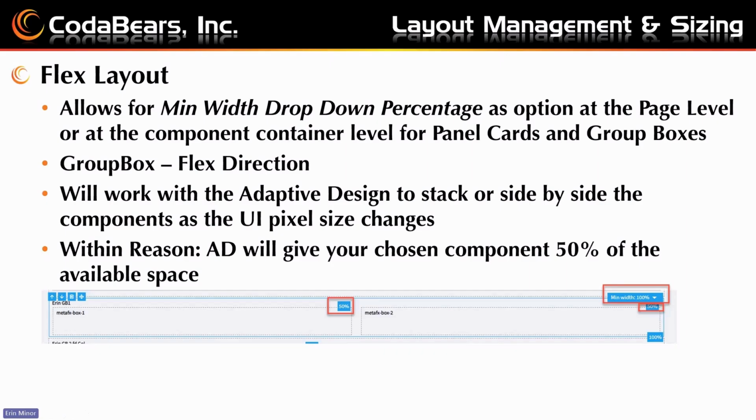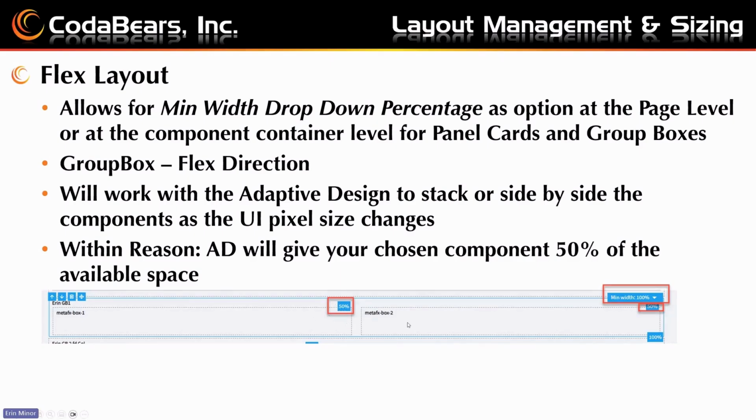I have found though, on canned reports, you don't even have to put the flex layout as an option on pages, it seems to already just be enabled. At the page level, you will have to do it at the component level. So you will have to do it at the panel level as well if you want additional minimums, or at the group box component level.